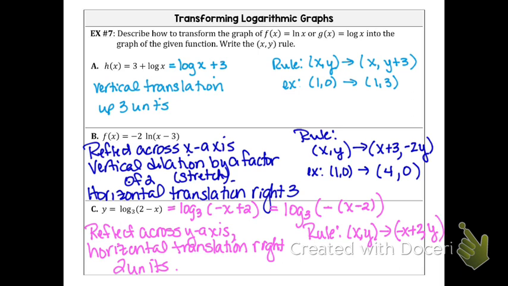So if we had the ordered pair (1, 0), for example, then if I reflect across that y-axis, that's going to become (negative 1, 0), and then we're going to go to the right 2, so it makes this become (1, 0) as our final location.